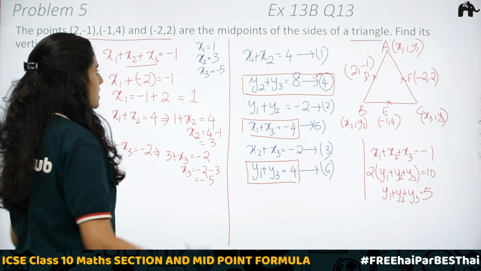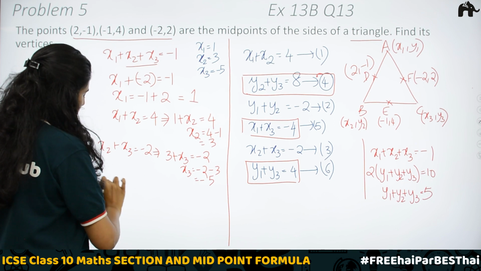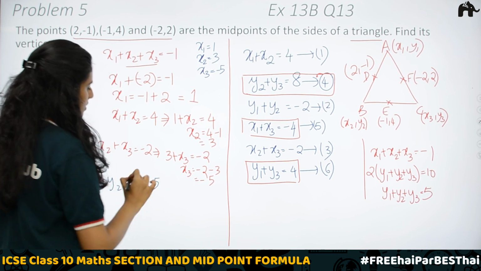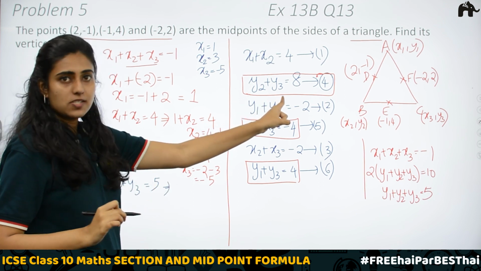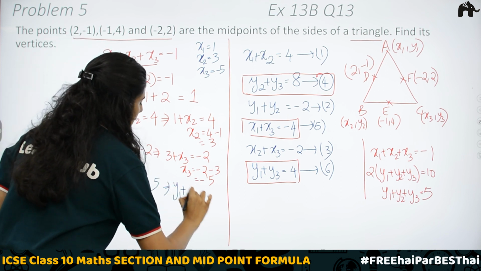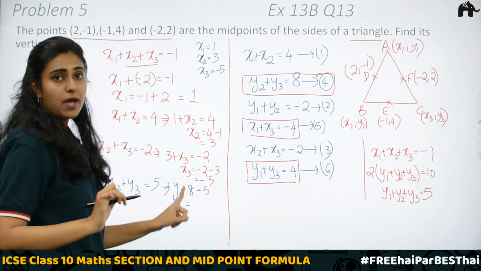Similarly, we can find the y values. We have y1 plus y2 plus y3 is equal to 5. Here, we can substitute y2 plus y3. What is y2 plus y3? y2 plus y3 is 8. y1 plus 8 is equal to 5, or y1 is equal to 5 minus 8.